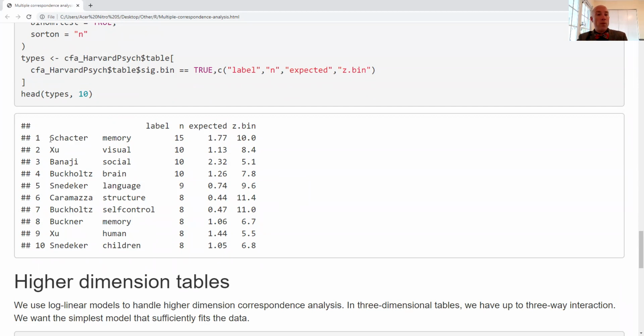Okay, so we can see that this professor has memory far more frequently than expected, and Zoo has visual far more often than expected. Zoo also has human in here. So this is kind of interesting. Memory and language is coming up, visual and human. And so we can be pretty confident that these are key aspects of their research.